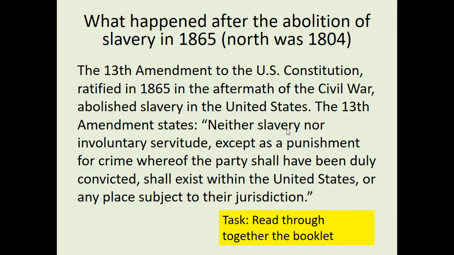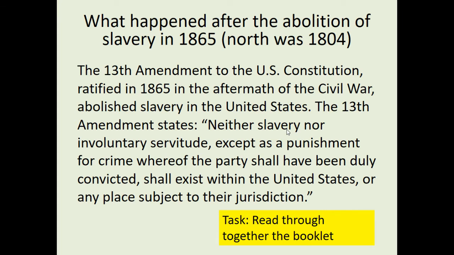So neither slavery, nor involuntary servitude. Involuntary servitude basically means you are serving someone and don't have the right to say no. So you are involuntarily doing something, against your will, except as a punishment for crime. So you could still be a slave if you had been convicted of a crime, say murder. It could be given out as a form of punishment.